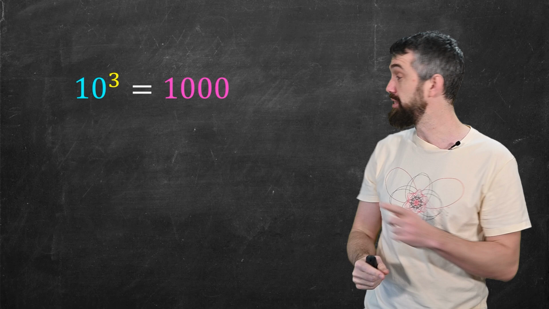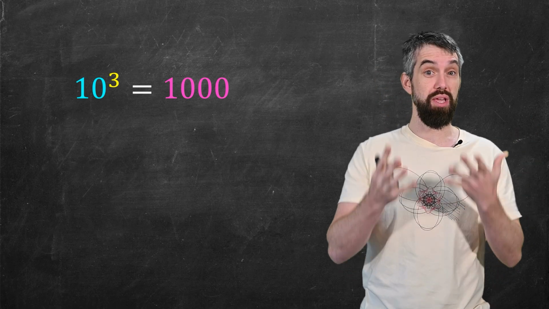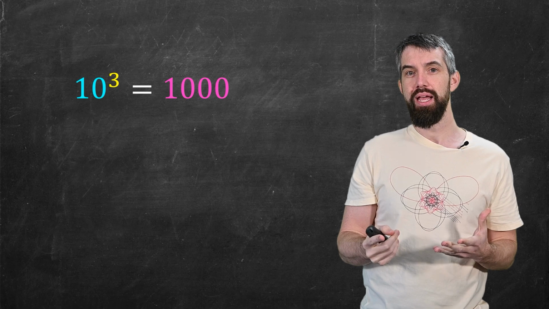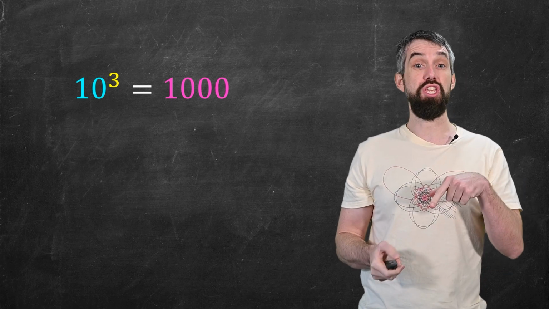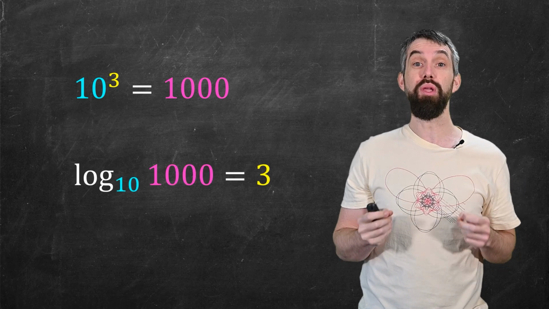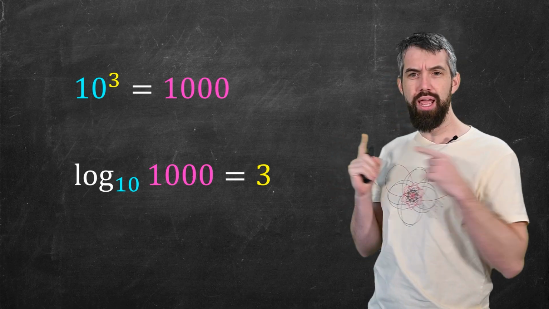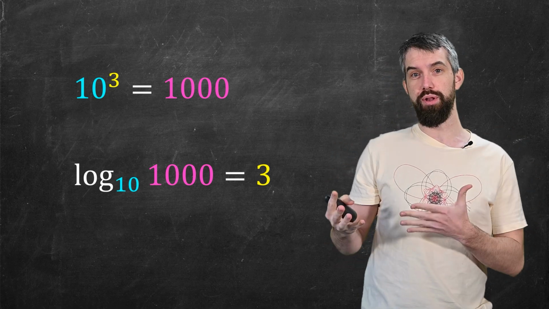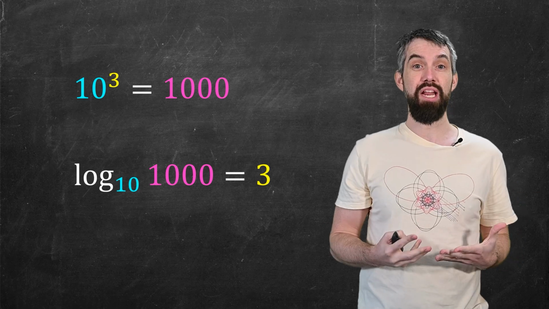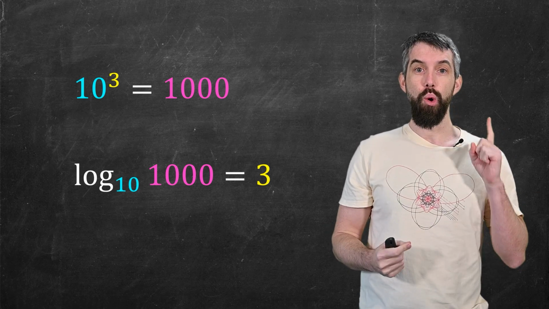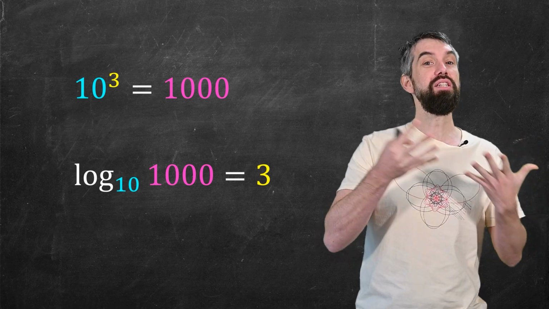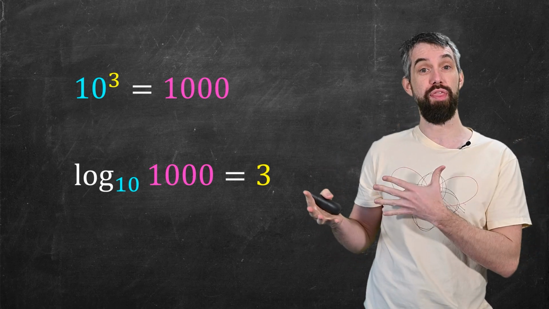So those three numbers, this base 10, this exponent 3, and this final answer of 1,000, are all related by this expression. But I could rearrange the order in which I express them with something called a logarithm. So in English, I read this as the logarithm base 10 of 1,000 is equal to 3. And the logarithm base 10 of 1,000 is just asking a question. It's saying, what exponent is it such that 10 to the exponent is equal to 1,000?